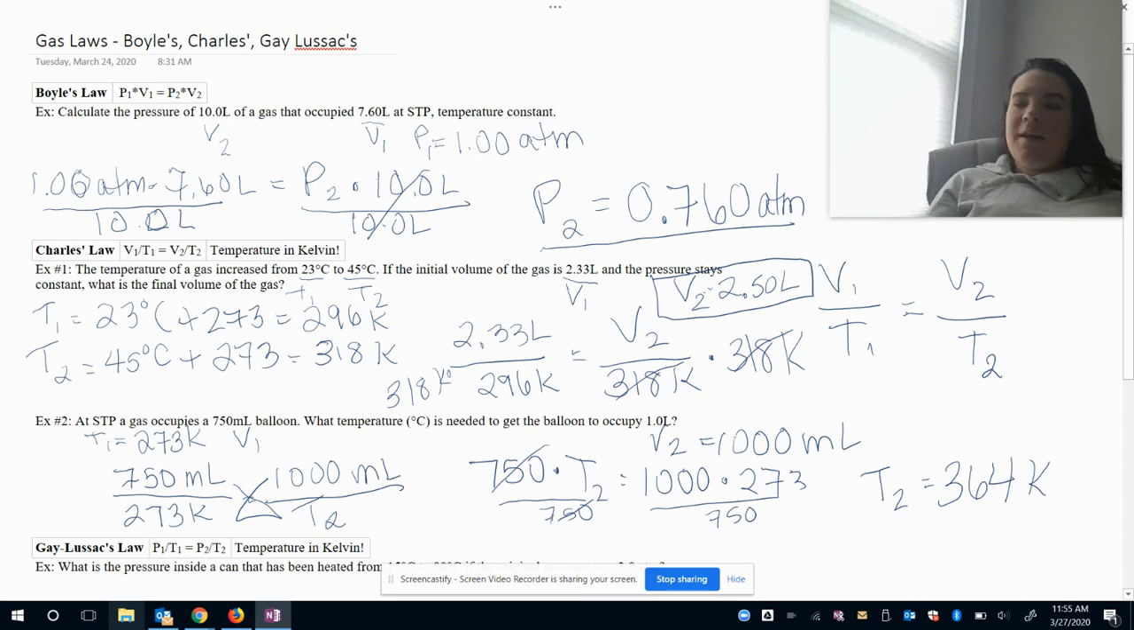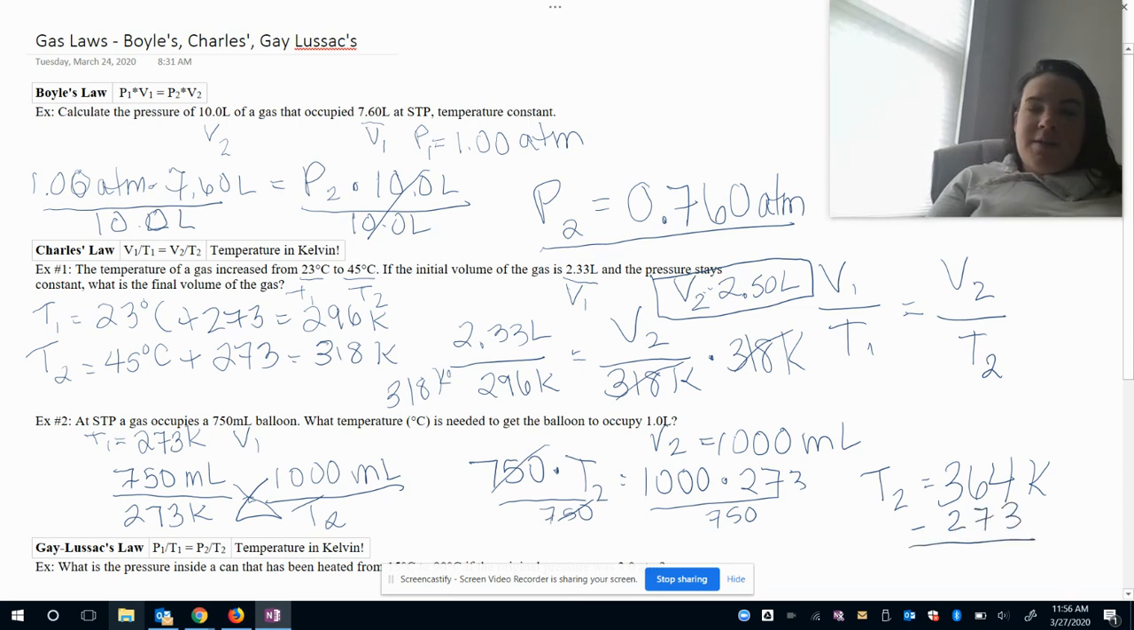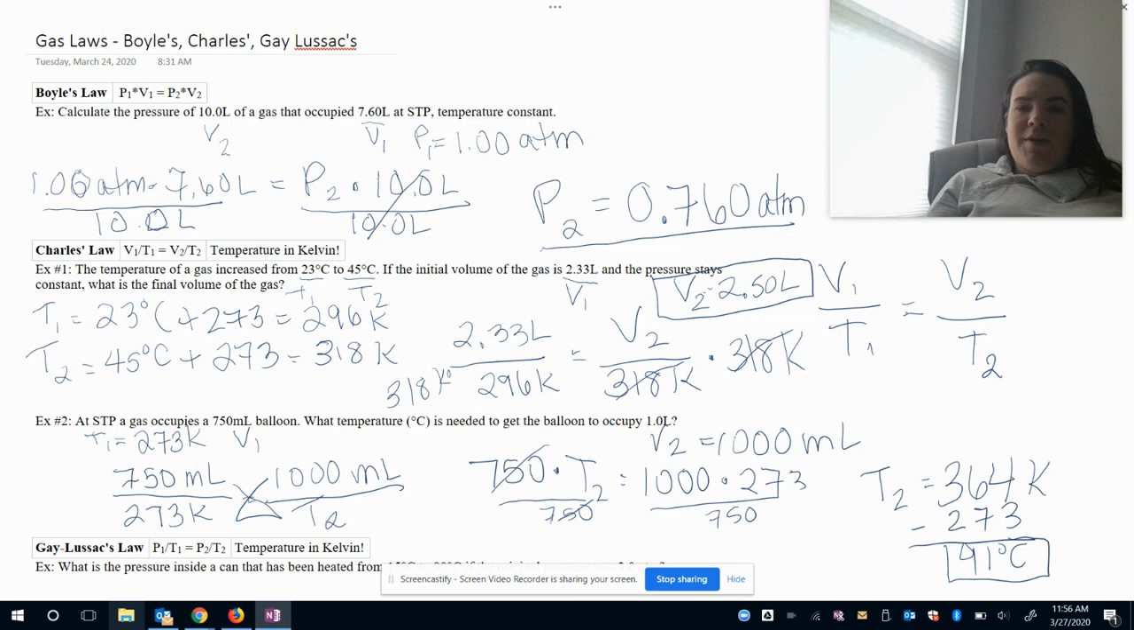And because the problem asked for Celsius, we're going to subtract. If it doesn't say anything, leave it in Kelvin. That's totally fine. But because we want Celsius, we're going to subtract 273. And that would give us 91 degrees Celsius. Now, if we were really following sig fig rules, we should round this one to 2 sig figs, which would be 360 Kelvin. And then when you subtract, you get 90 degrees Celsius. That's actually the best answer, but for this one, we're just going to round to a whole number. Okay, so that's Charles' law.